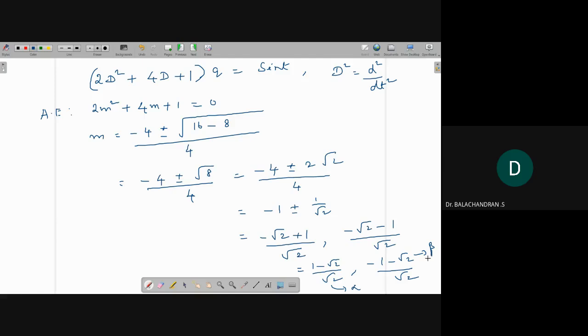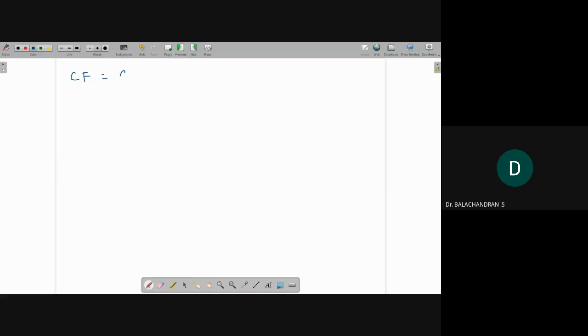The complementary function CF is C1 into e power alpha t plus C2 into e power beta t. Now the particular integral: 1 by 2D square plus 4D plus 1.